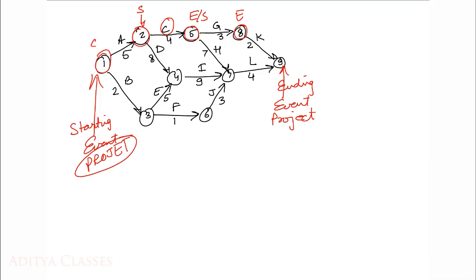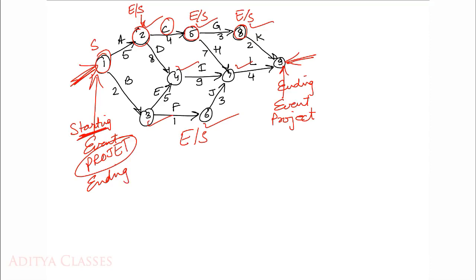Similarly for A, 1 was starting and 2 was ending. So if you go on like this, you will see that 2, 5, 8, 7, 4, 3, 6, they all are playing dual roles. They are ending for someone and they are starting for someone else. But if we look at this event 1 and this event 9, they are playing only one role. One is only starting. It is never an ending event for anyone.